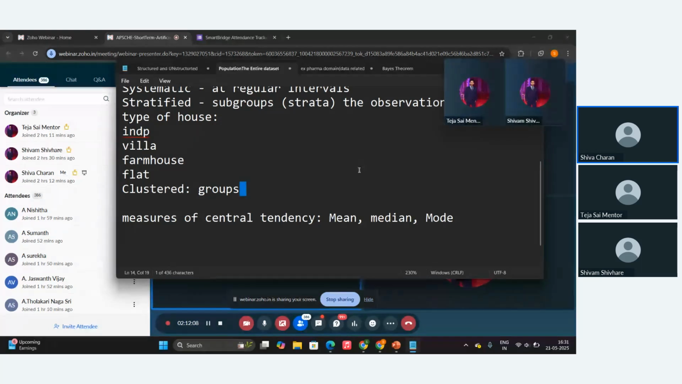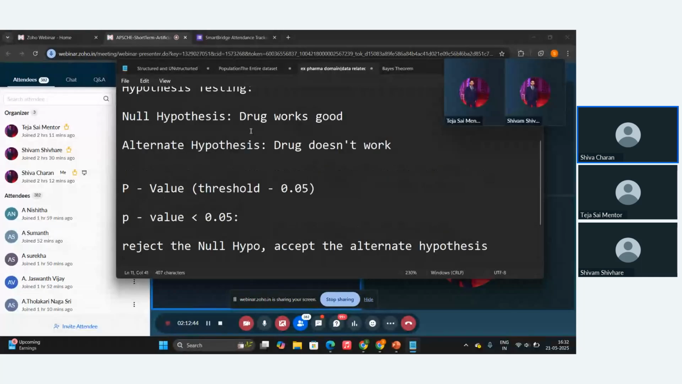Then moving forward, we discussed central tendency, which has mean, median, and mode. You people are aware of these. Mean is nothing but the average, median is the middlemost value, and mode is the frequently repeated value. And then we dived into hypothesis testing.